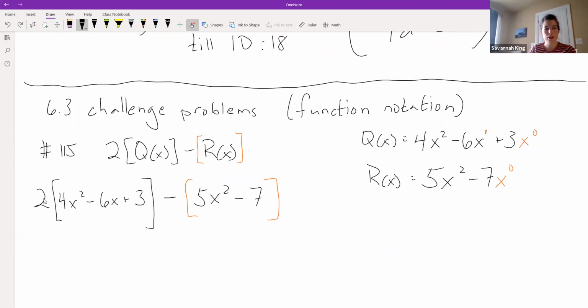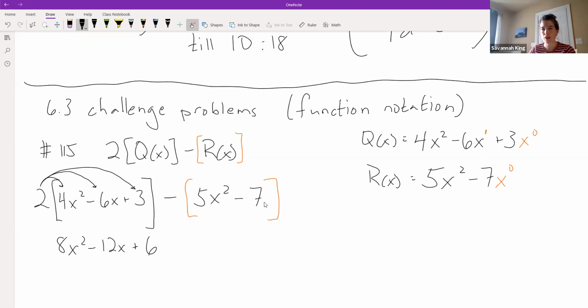So what we've got to do is distribute this 2. Since it's 2 times the whole polynomial, every piece of the polynomial needs a 2 multiplied to it. So 2 times 4, 8x squared. 2 times negative 6, negative 12x. 2 times 3, that's a 6. So that takes care of 2 times q of x.